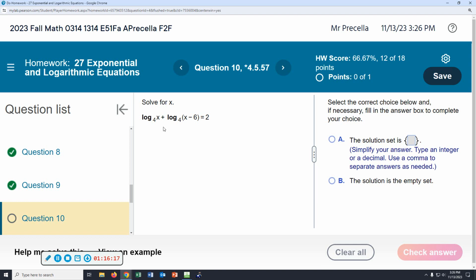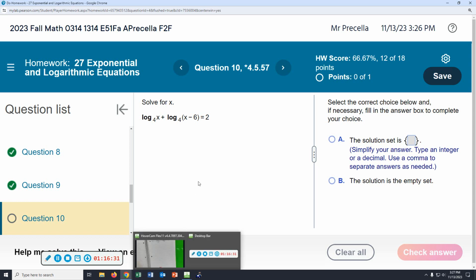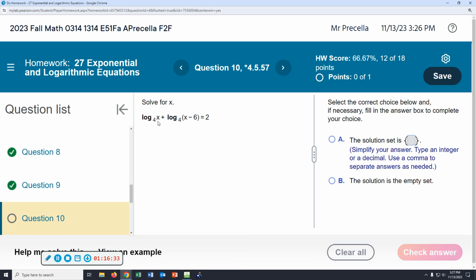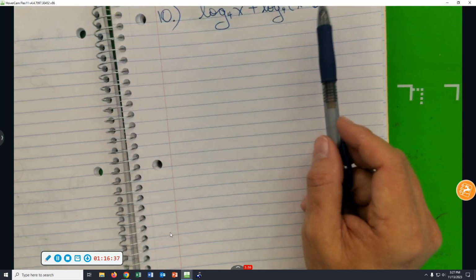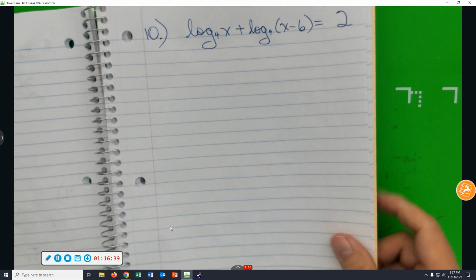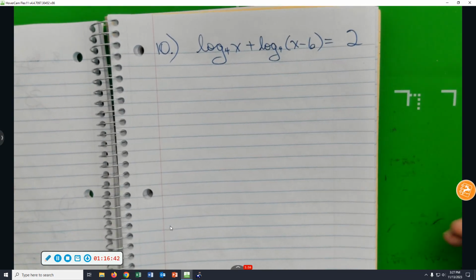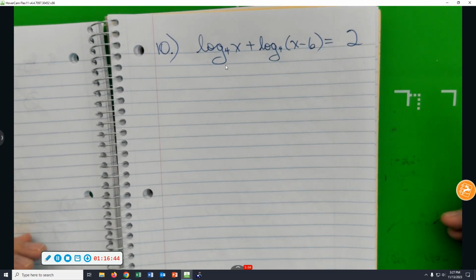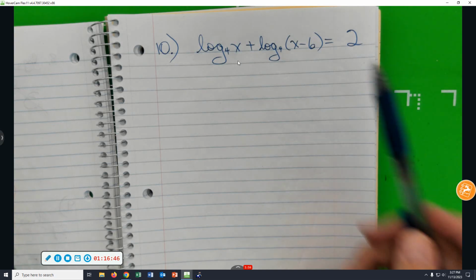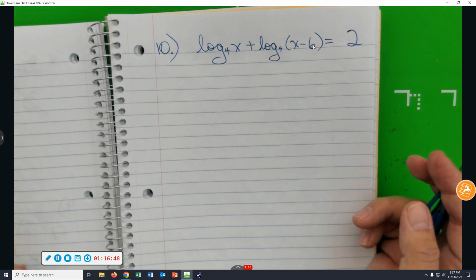Suppose we get 10 as an answer. Is 10 okay? Yes, because 10's positive. 10 minus 6 is positive. Suppose we go through and we get 5 as an answer. Is 5 okay? No, because 5 minus 6 is negative. My point is, just because the answer is positive doesn't necessarily mean it's an acceptable answer. Here we need numbers that are bigger than 6 to be our final answer.